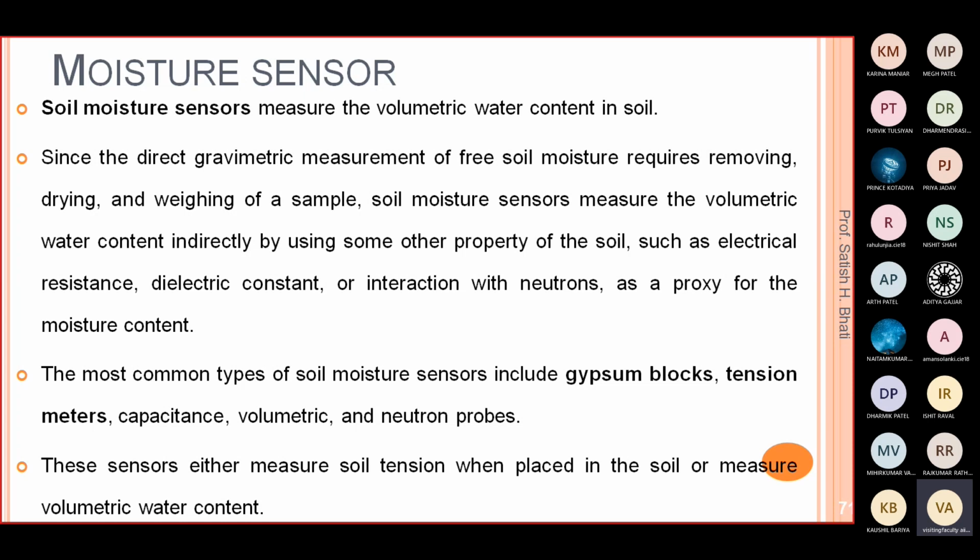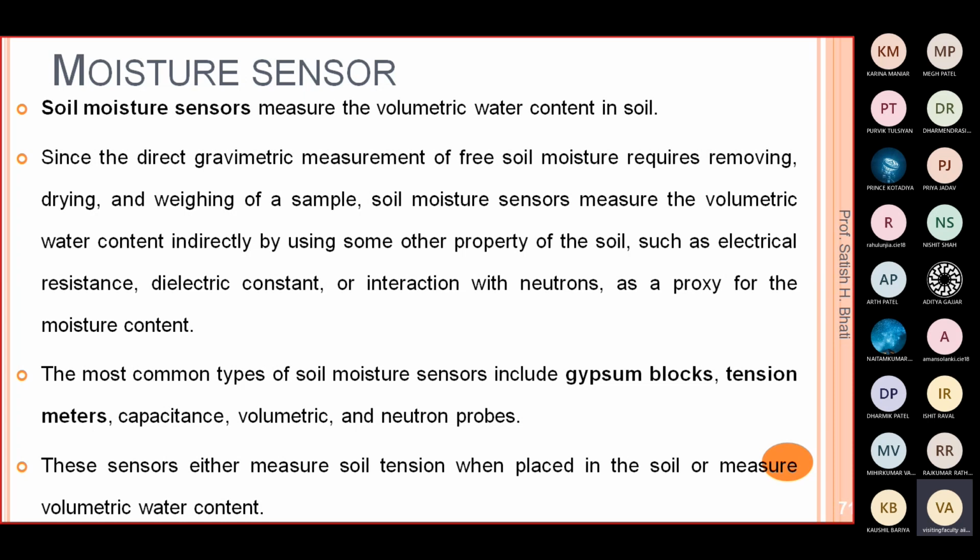by using some other property of the soil. Those other properties are like electric resistance, maybe dielectric constant, or it may be the interaction with neutrons as a proxy for the moisture content. So using this kind of property of soil, we measure the volumetric water content inside the soil, and from that we can tell what the level of moisture inside the soil is.